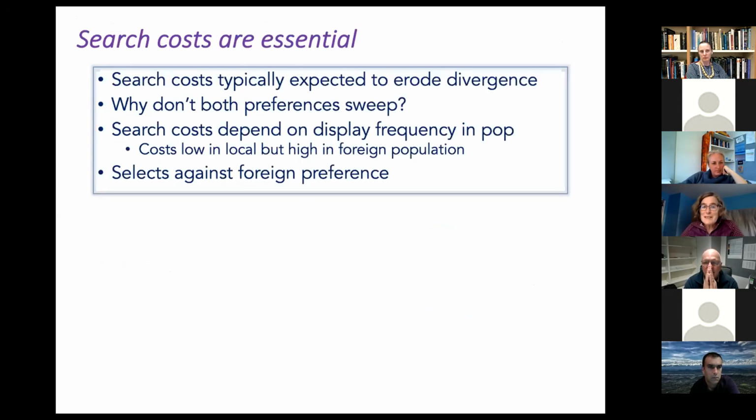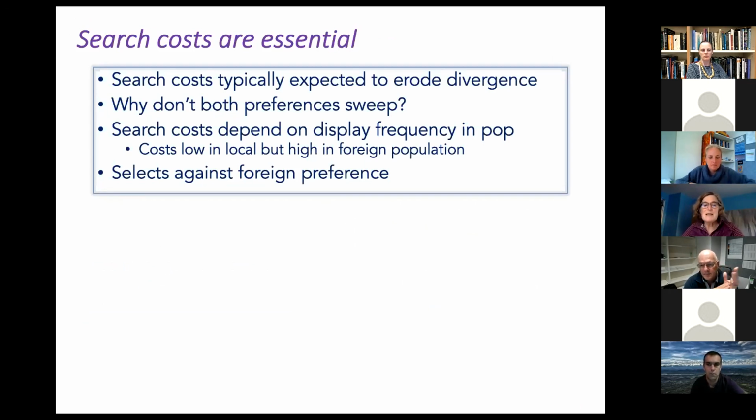And one of the things that really surprised us in this model is that search costs are essential. They're not just allowed, they actually are required to make it go forward under many of our parameter combinations. And this surprised us because search costs aren't supposed to do that. They're supposed to have the opposite effect. Not only that, I will say that when we started this, Maria predicted that both preferences would sweep both populations, and then we'd have full homogenization and two things would be preferred across the board. But in fact, this doesn't happen.